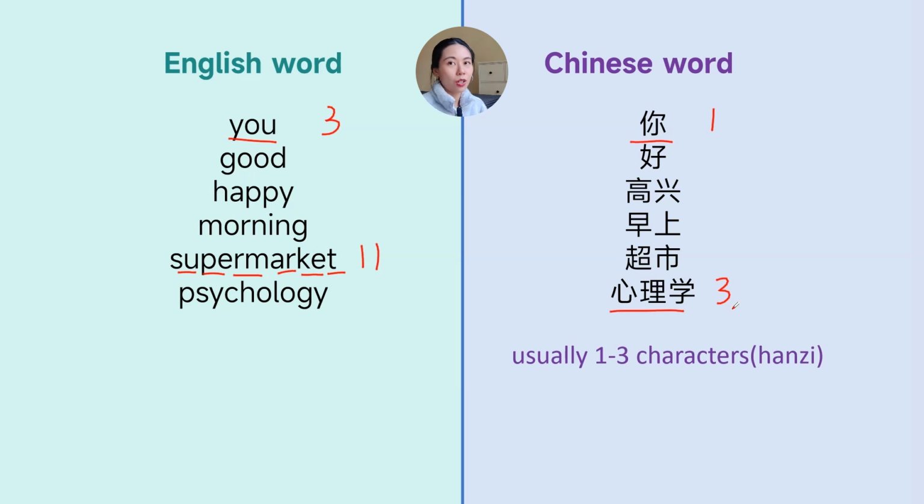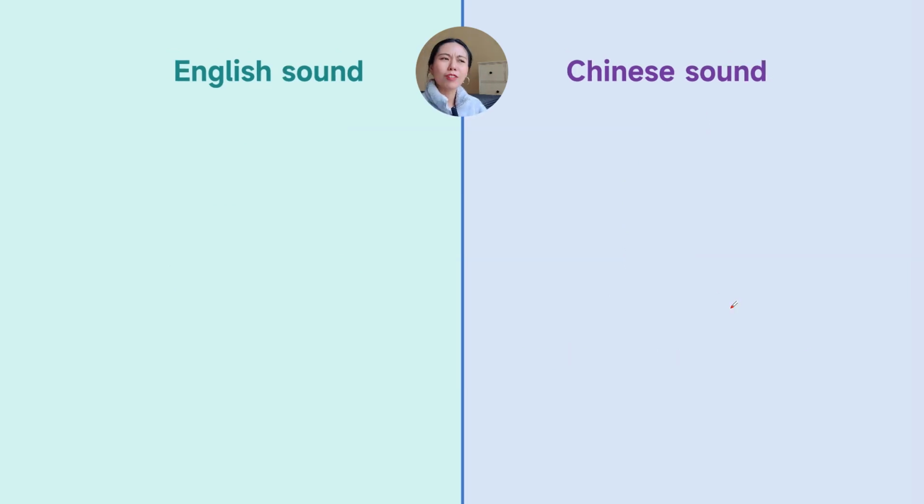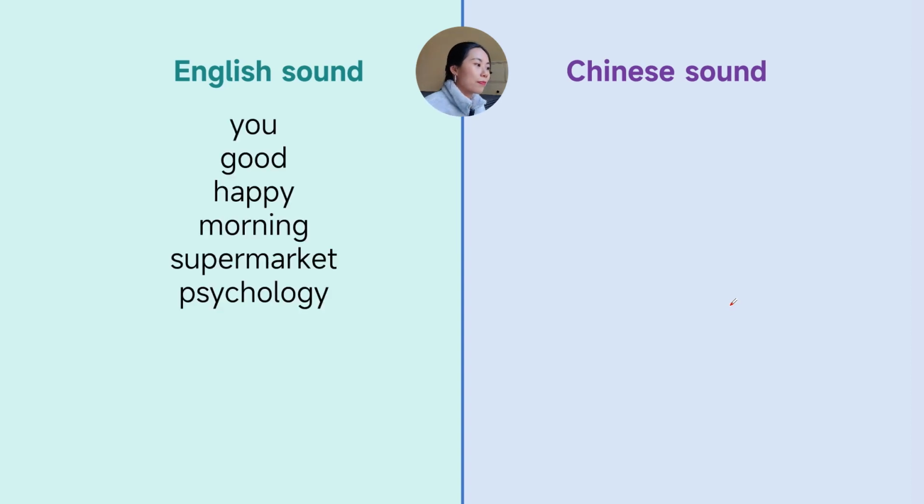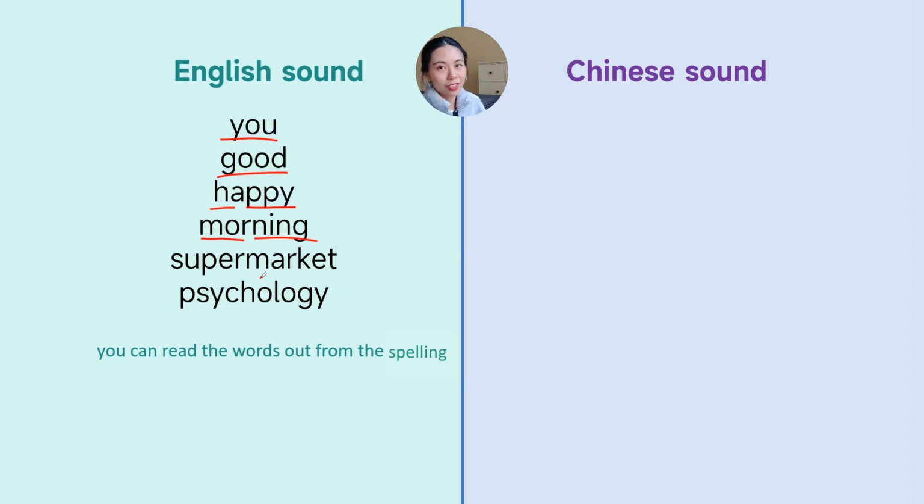So Chinese character, we also say 汉字. Okay, now I can see the words. But if I'm going to use it, to speak it, then I need to know how to pronounce it. I need to know the sound. Now let's get to the sound. In English, you can just read the word out from the spelling. Like you just spell it out. You. Good. Happy. Morning. You just read it out.